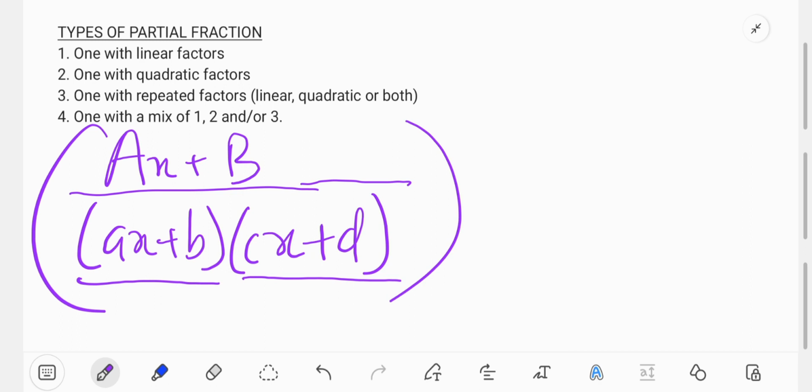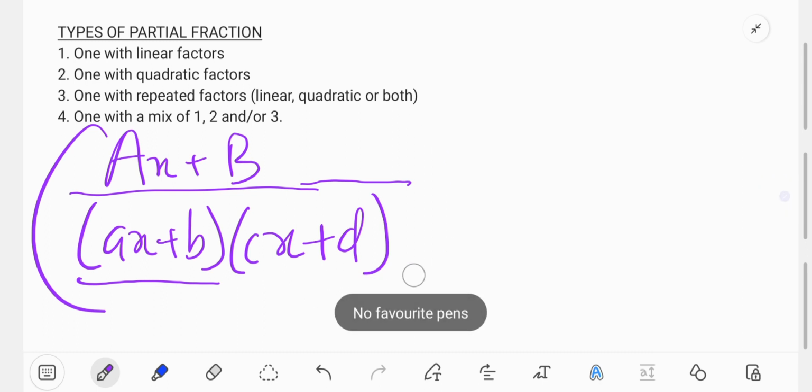Now it is not all the time that the denominator will be factored out for you like this. Sometimes it will be given in a quadratic form, sometimes in a cubic or a quartic form. It depends on the question. As long as you can factor the denominator to get linear factors, you can follow the procedures to resolve a fraction into partial fractions which contain linear factors. So in this video, we are going to start with linear factors.